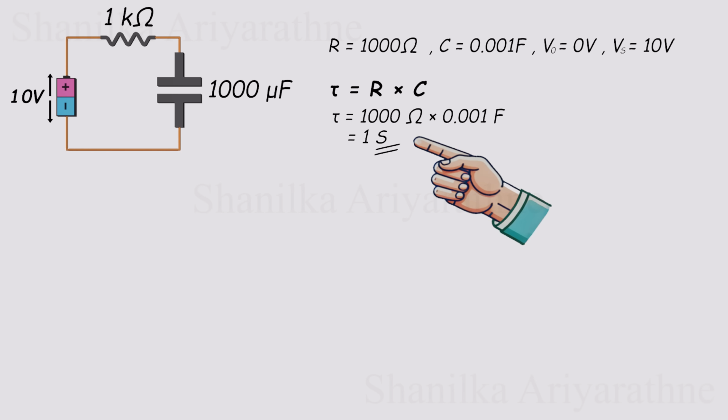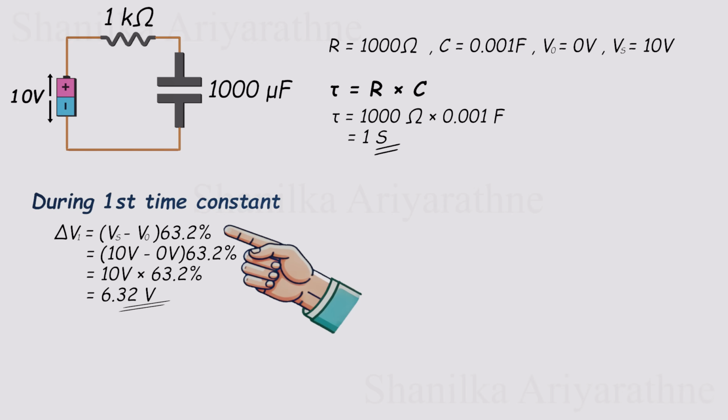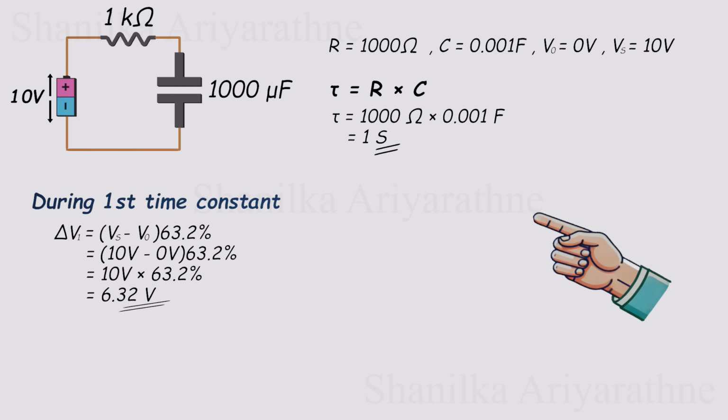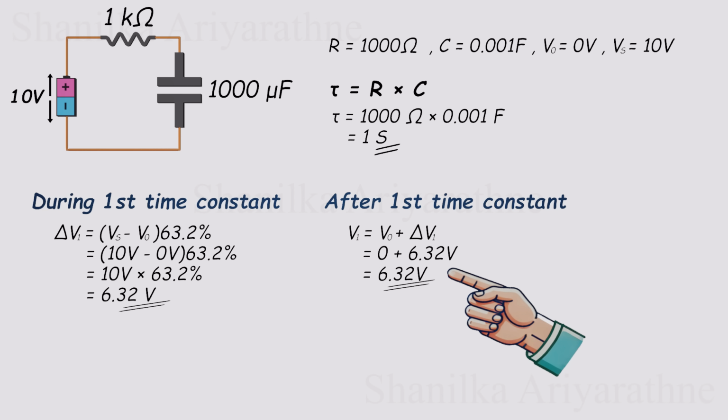Our starting voltage is 0 volts, and the source voltage is 10 volts. During the first time constant, that's 1 second, the capacitor will charge up by about 63.2% of the way from where it started toward the final voltage. Since we're starting from 0 volts, 63.2% of 10 volts is 6.32 volts. So, at the end of the first second, the capacitor's voltage will be around 6.32 volts. Already more than halfway there, but still some distance left to go.